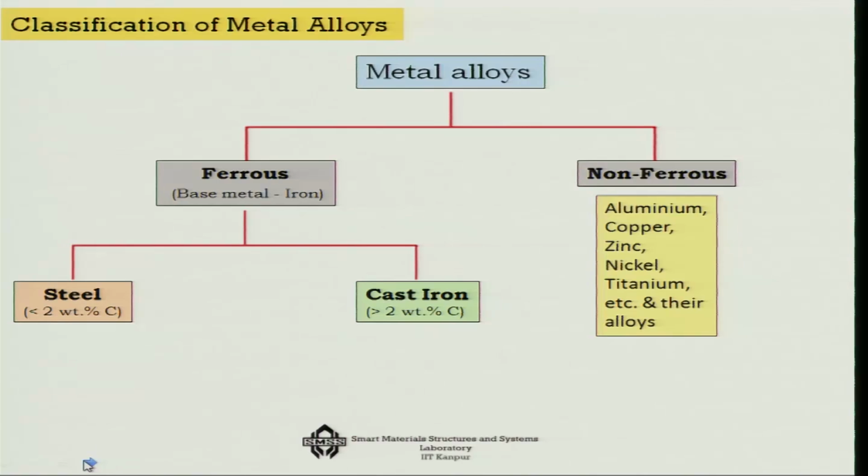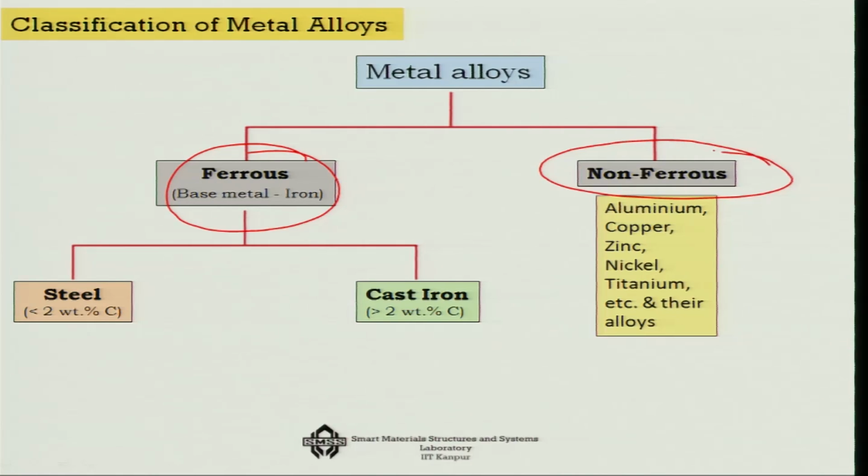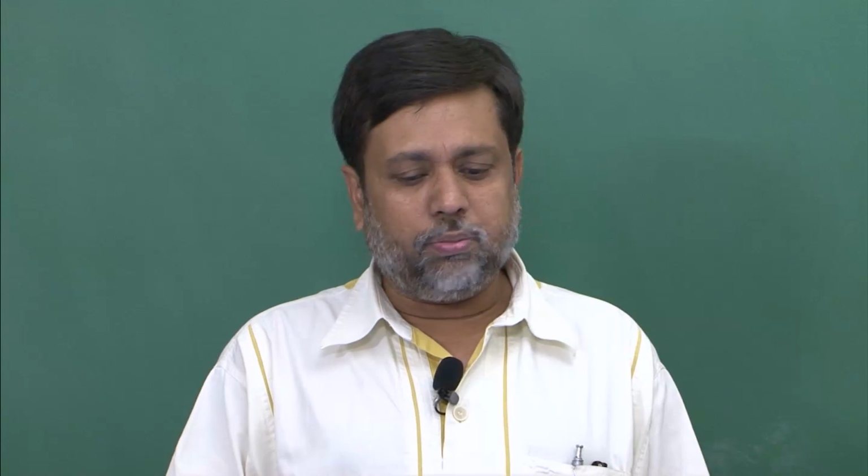Now, when we are talking about metallic alloys, there are two basic classifications. One is the ferrous group, where the base metal is iron, and another is the non-ferrous group, where the base metal can be anything like aluminum, copper, zinc, at times nickel, titanium, and their alloys. Now, iron based alloys are much more extensive in terms of use, and they are in use for a very long time.